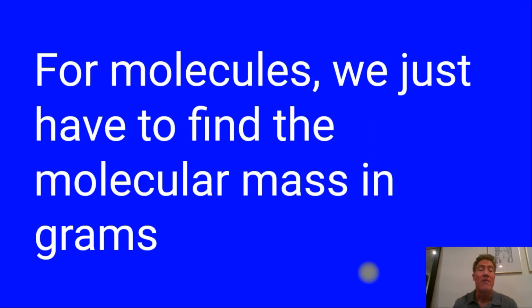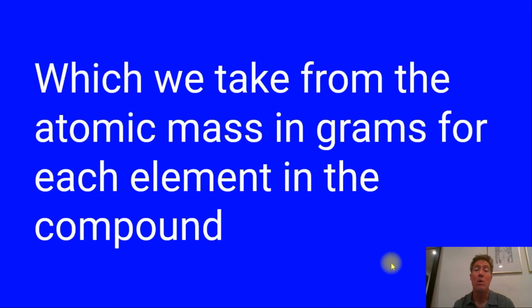For molecules, we just have to find the molecular mass in grams. When we're talking about atoms, we talk about atomic mass in grams. For the molecule, we have to find the mass of the whole molecule. How do we do that? Well, we just add up the atomic mass in grams for each element in the compound.